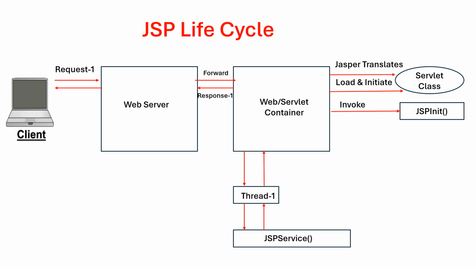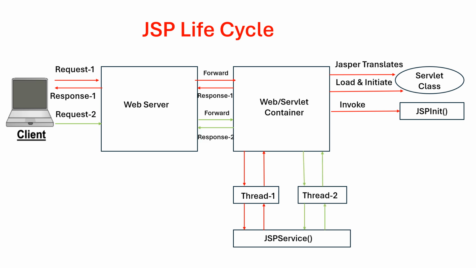For subsequent requests, the servlet container checks for changes in the JSP. If no changes, the request is handled by a new thread invoking the already instantiated servlet service method. If there are changes, the entire lifecycle restarts from the translation phase. The container destroys the existing object of the servlet by invoking the jspDestroy method before creating a new one.